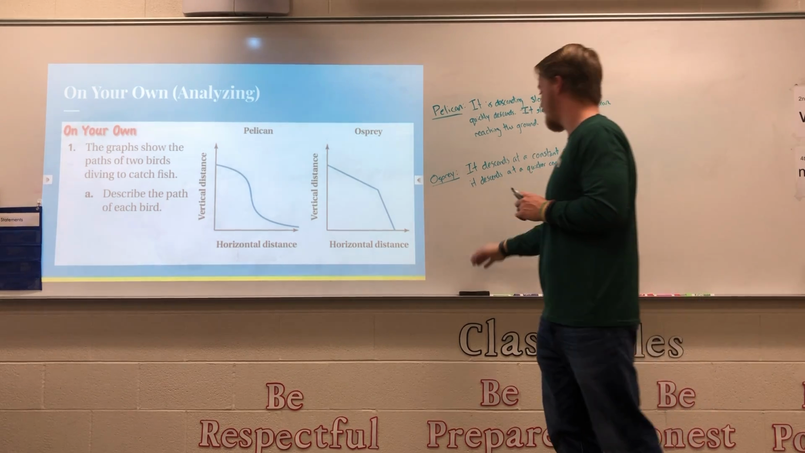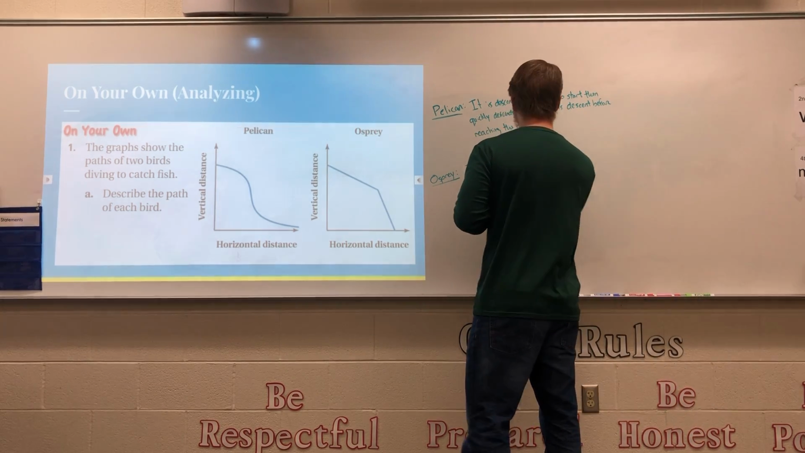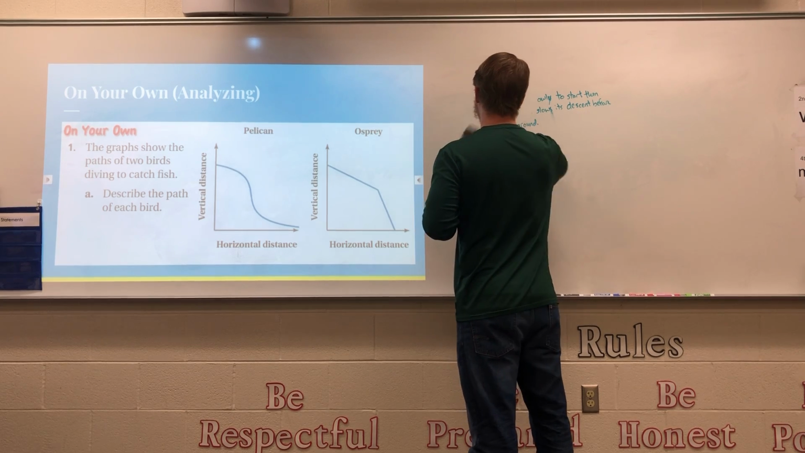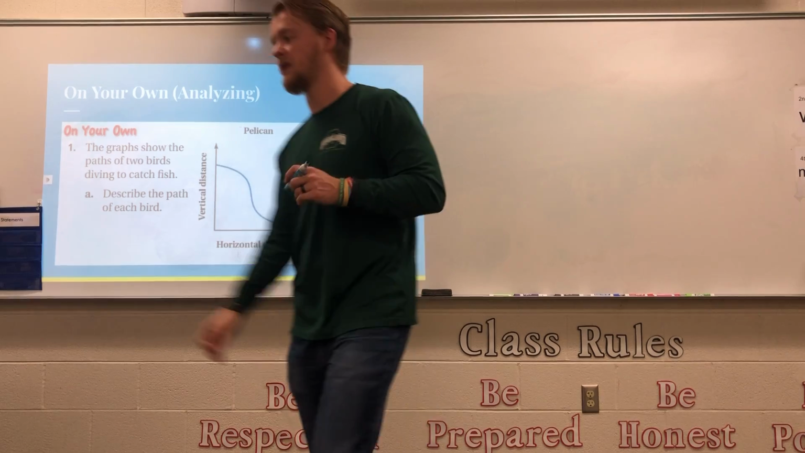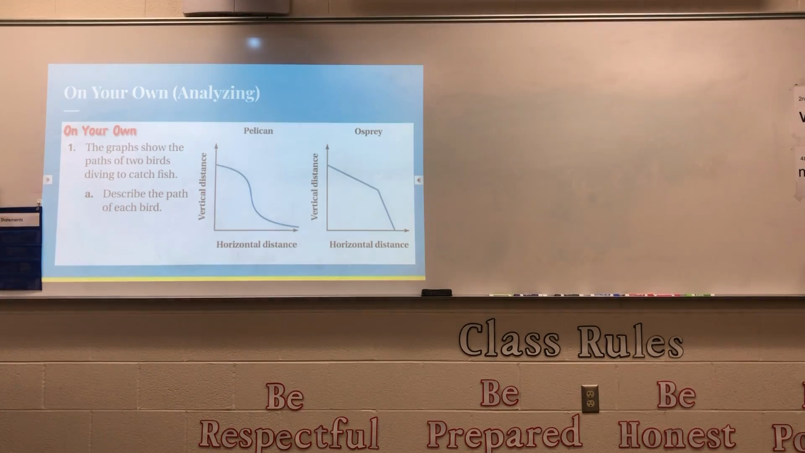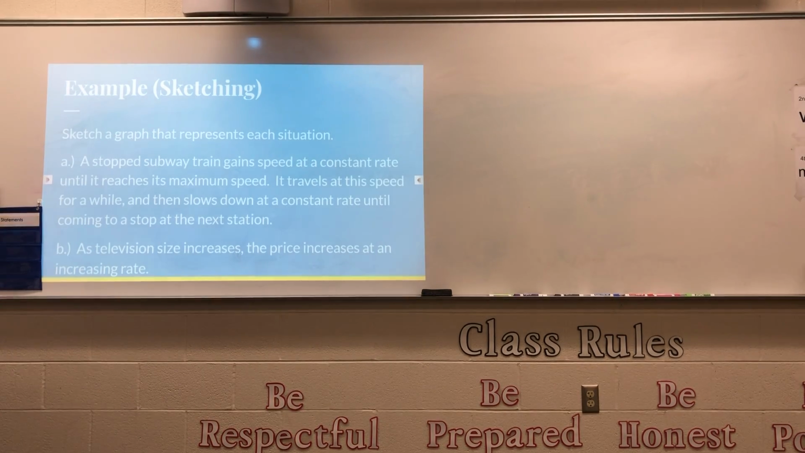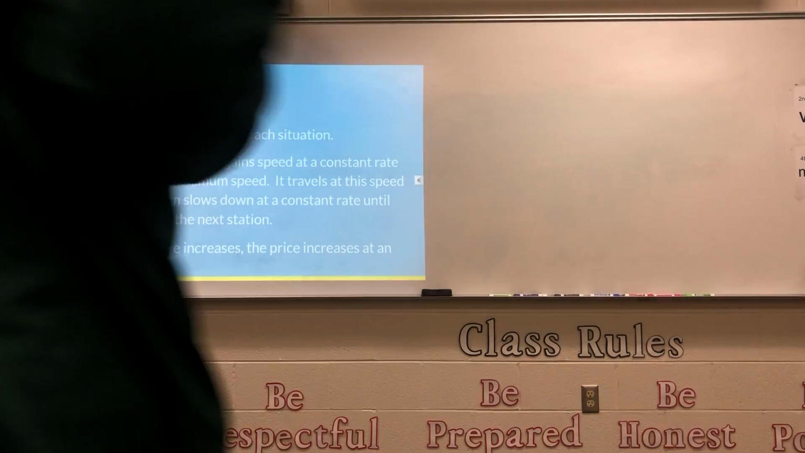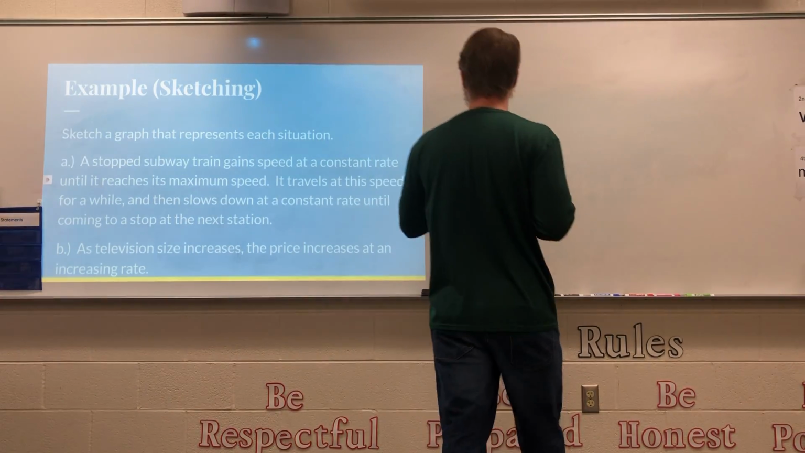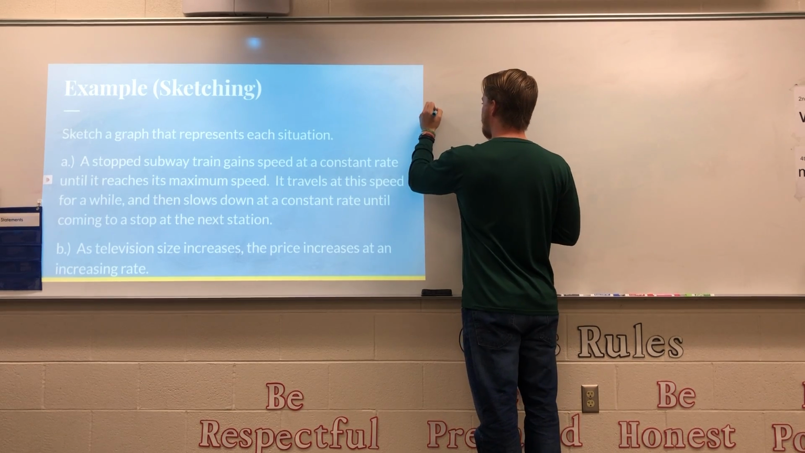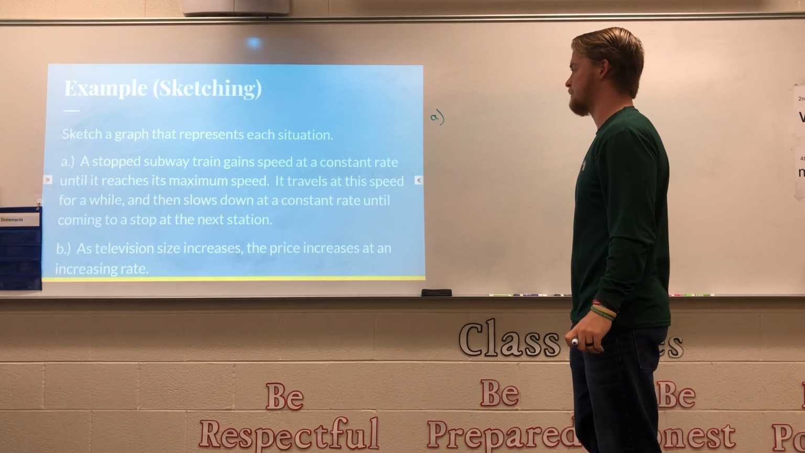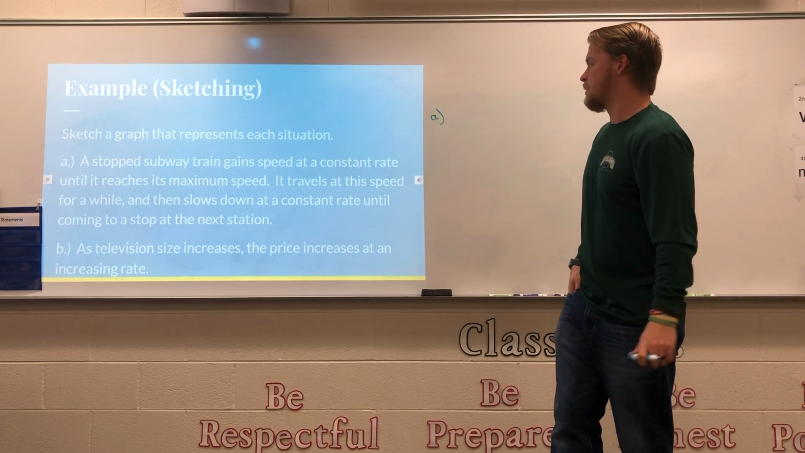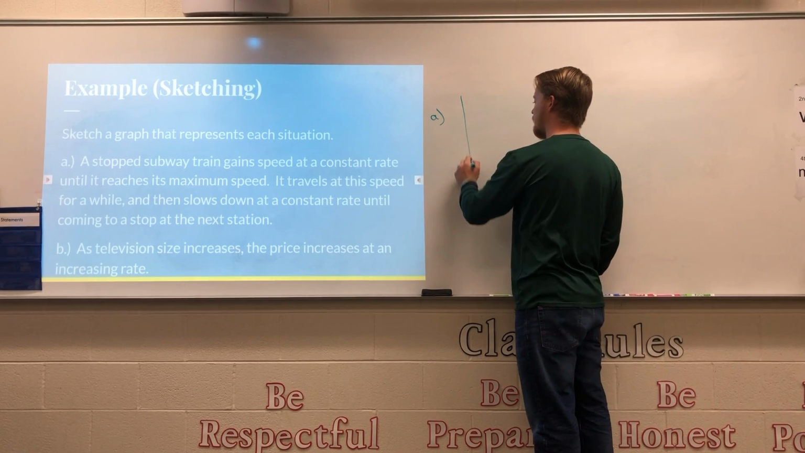Then they'll also have problems where you have to do it backwards. They give you the situation, and you make the graph. Okay, so let's look at an example of that. So here's a couple examples of these. So we'll do each of them. We'll start with part A. So sketch the graph that represents the situation. So we're going to have a graph that looks like this.